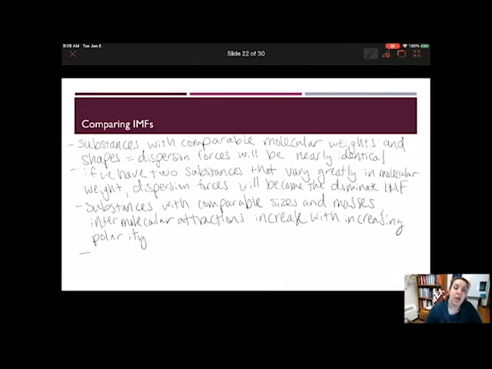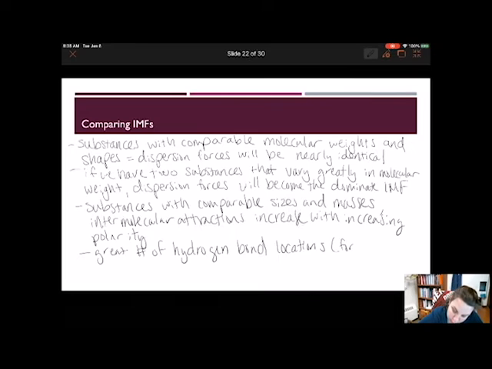And then the greater the number of hydrogen bonds, the greater the intermolecular forces holding those molecules together. So a greater number of hydrogen bond locations for donation or for accepting hydrogen bonds.